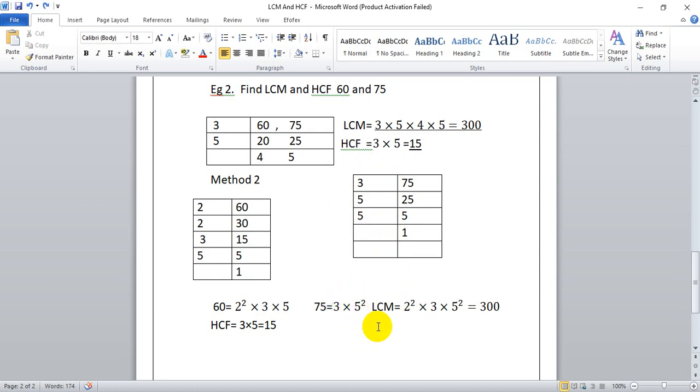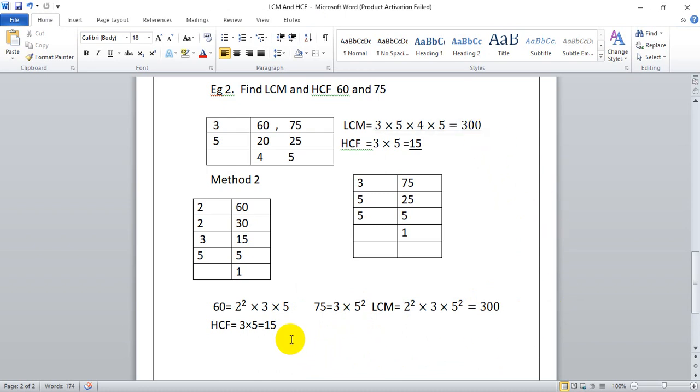For LCM, we have to take the higher frequency of each term. Here the terms are 2, 3, 5. 3 and 5 are also here. So write 2 times 3 times 5. Then take the higher frequency. For 2, the higher frequency is 2, so it is 2 square. 3, here and here, the frequency is 1, so write 3. And 5, only once here and 2 times here. So we have to take the higher frequency, 2 times. So 5 square. 2 square times 3 times 5 square is 300. We get the same answer.